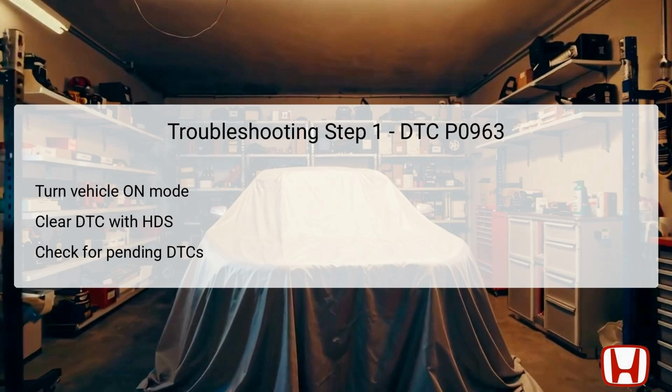The first step in troubleshooting DTC P0963 involves ensuring the vehicle is in ON mode. This is crucial for powering the electrical systems necessary for diagnostics. After activating ON mode, use the HDS, Honda Diagnostic System, to clear the DTC. This step helps in confirming whether the issue is persistent or if it was an intermittent fault.